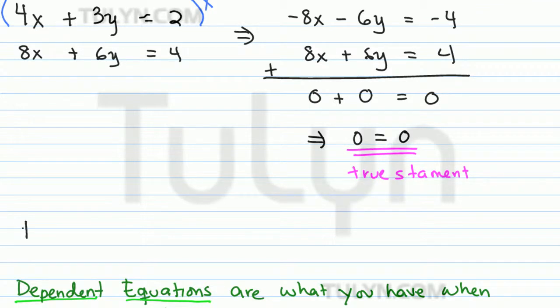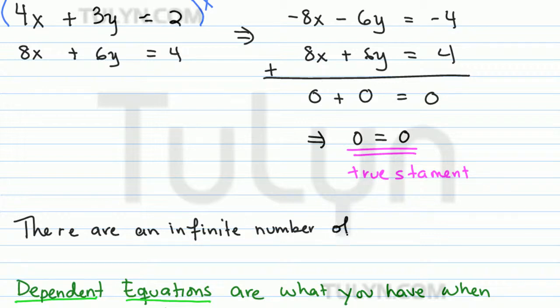So you want to say that there are an infinite number of solutions to the system, because whatever set of solutions satisfies one of the equations, it's going to satisfy the other. And it's always going to lead to a true statement. So in the case of dependent equations, we know that there are an infinite number of solutions.